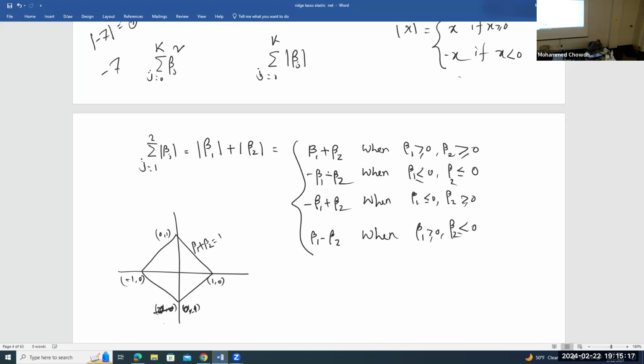So that means this one will be what? Minus beta 1, minus beta 2. This is the equation, right? And this is what? That is minus beta 1. And that is? Okay. And this is all I could write in terms of positive 1, negative 1, something like this, right?